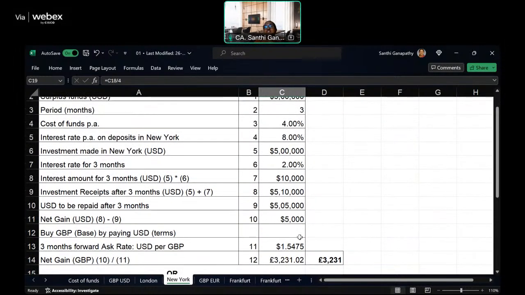Now you have to give it in GBP. Therefore, you can consider the forward aspect. You want to buy GBP using USD. So this 5,000, if you buy GBP, it is 3231.02. Again, they have asked you to round it off to the pound, so we can do it. This is one way of doing it.